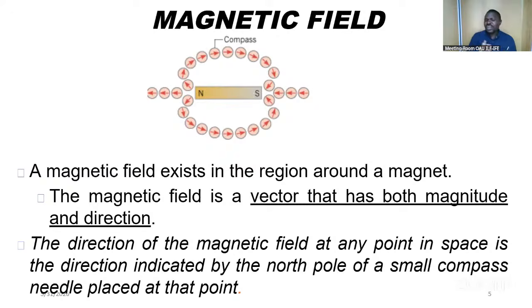Now, with what you know from high school, all of us will still remember that magnetic field is a vector. Why do we call it a vector? I believe my students still remember that a vector has both magnitude and direction. So the direction of the magnetic field at any point in space is the direction indicated by the north pole of a small compass needle placed at that point.